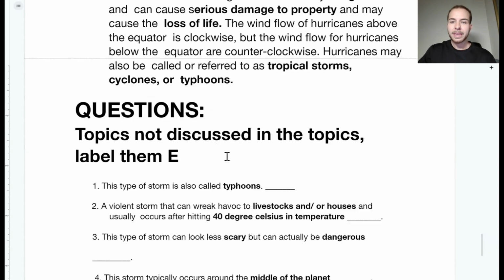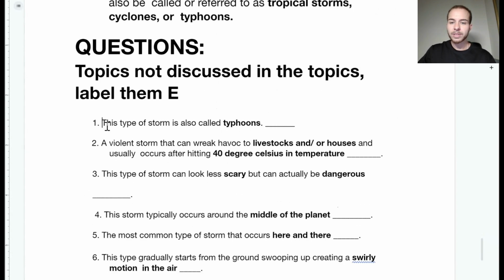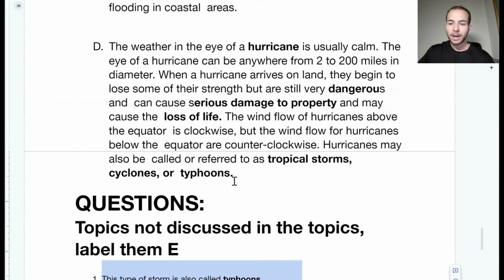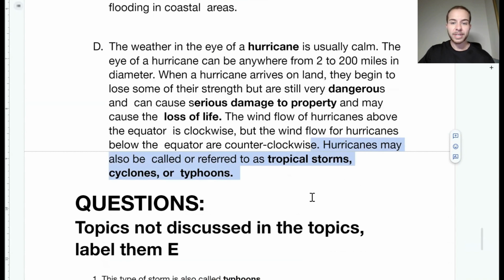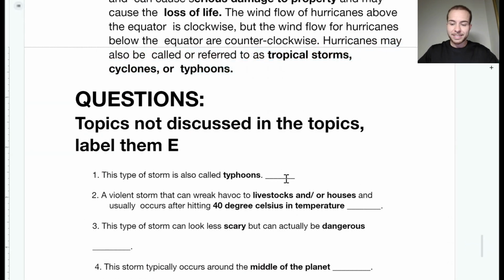Okay, let's go back. Now we're starting to look for the answers. This type of storm is also called typhoons. Now, I just highlighted this, so it's fresh in my memory. A hurricane may also be referred to or called typhoons. Easy peasy, that's D.